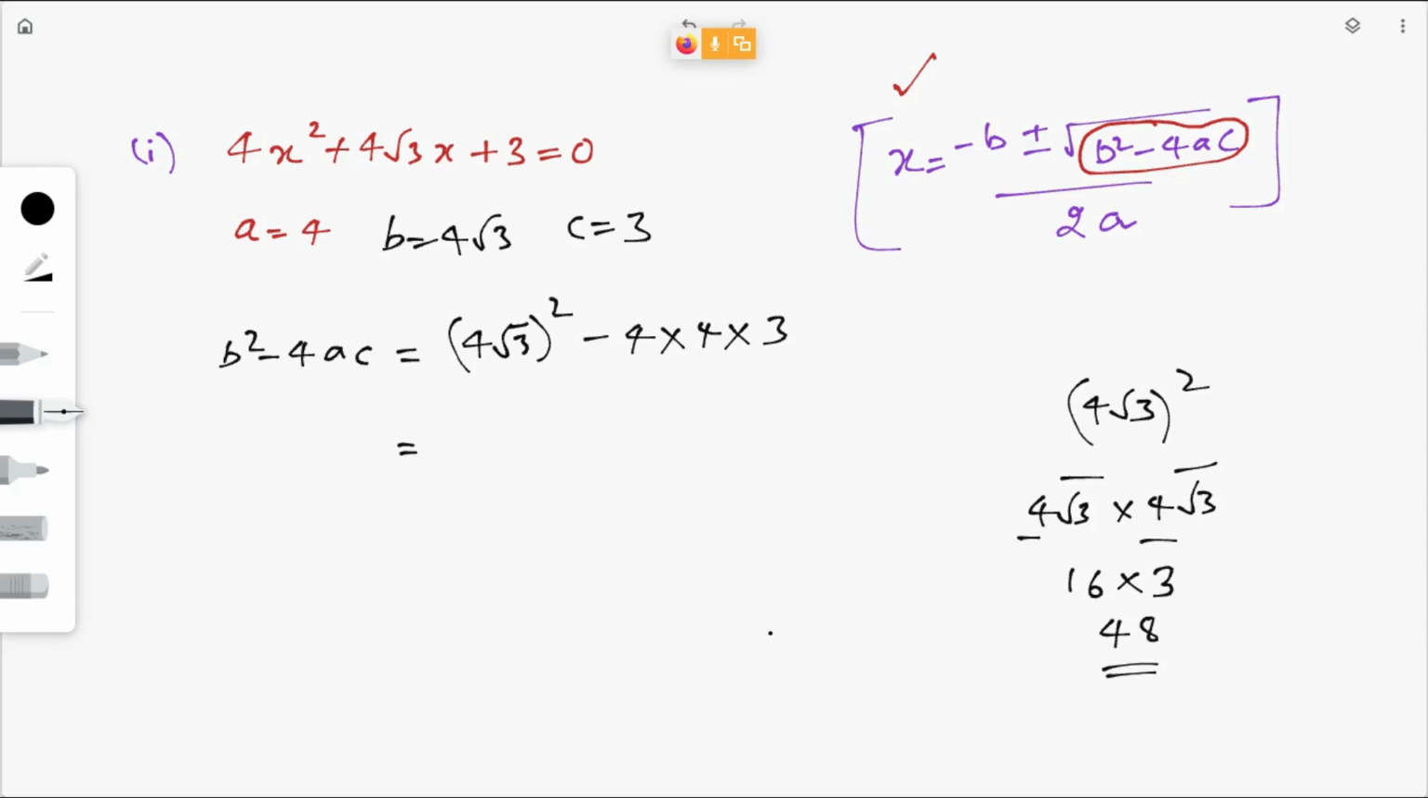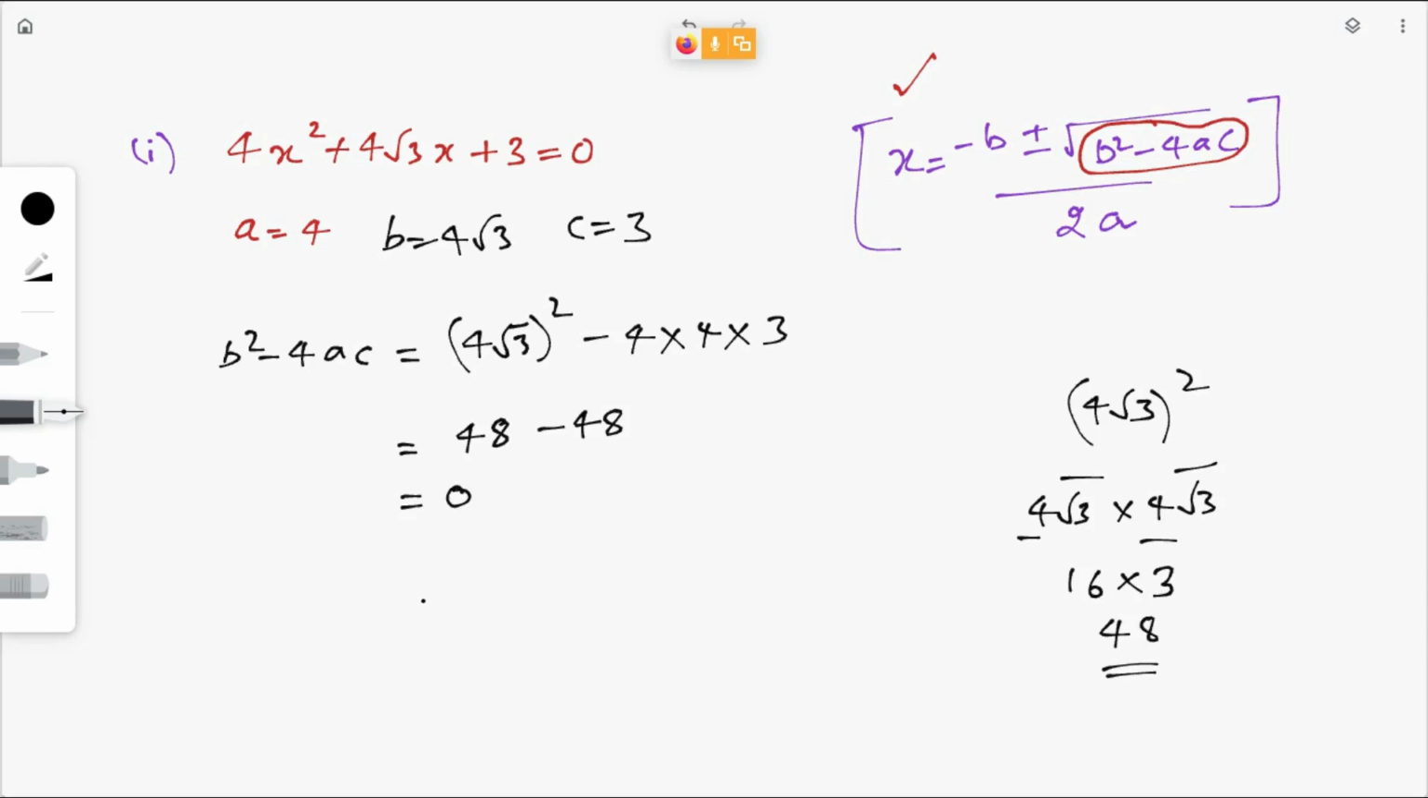So how many of you got 48 here? Sir, I got. Okay. Again, if you multiply this, you will get 48. So here it is 0, right? So now this b square minus 4ac is greater than or equal to 0, right? It is equal to 0. It is not a negative number.